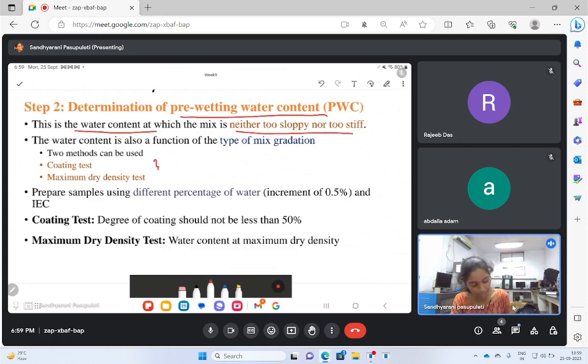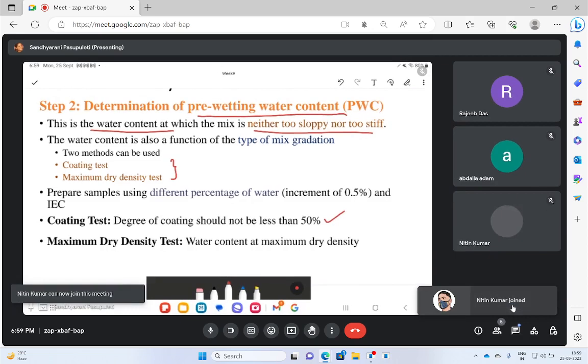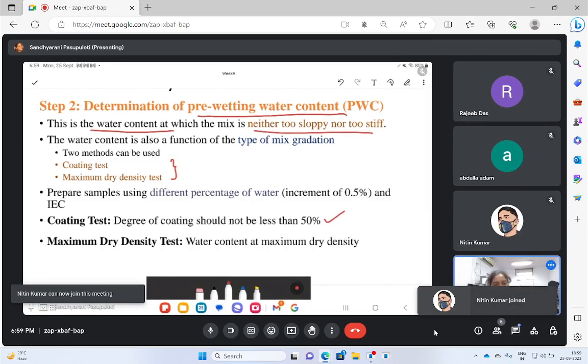There are two tests. Let us say I take some random amount of water content and add it to these aggregates. Then I observe the coating. If a minimum of 50 percent of the material is coated, that is fine. If a minimum of 50 percent is not coated, then we need to increase the percentage of pre-wetting water content again.